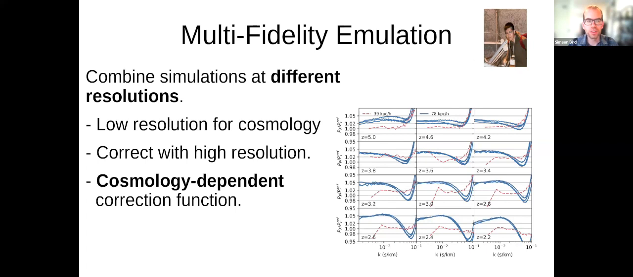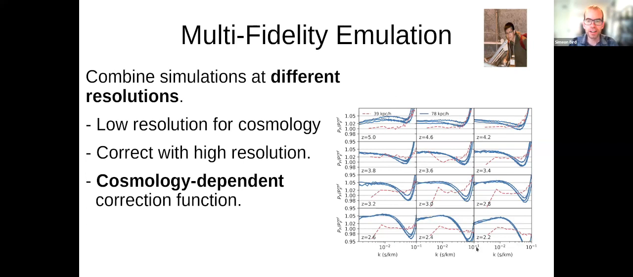So how does this work? Essentially, we run a lot of low-fidelity simulations and then we correct them with a few high-fidelity simulations. The low-fidelity simulations are supposed to explore cosmological parameter space, and the high-fidelity simulations, there are just a few of them, build a correction function. And this correction function can, importantly, be cosmology dependent.